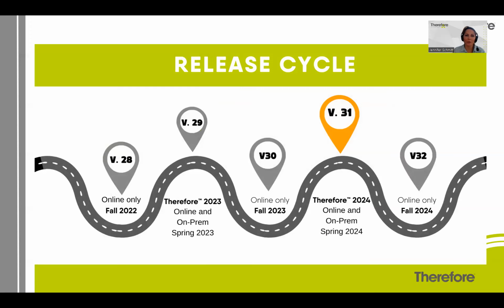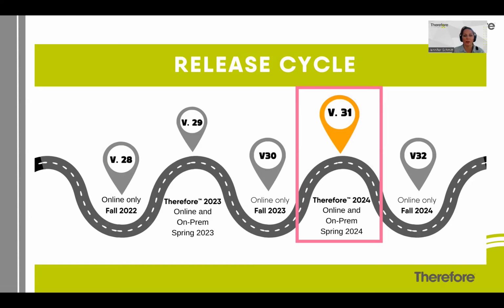So just to review, what is our release cycle? How do the releases work? Well, as you can see here, we have 2 releases every year. One in the fall, which is for Therefore Online only, and then one in the spring, which is for Therefore Online and on-premise. So today we're talking about this release here, version 31, which is the main release.